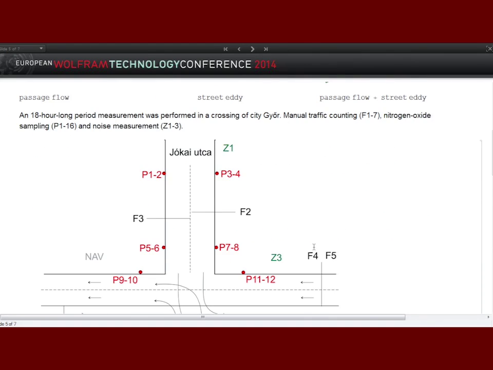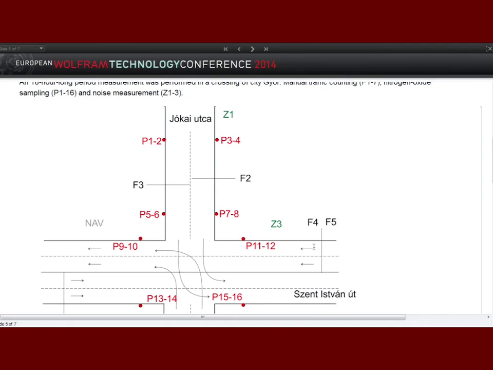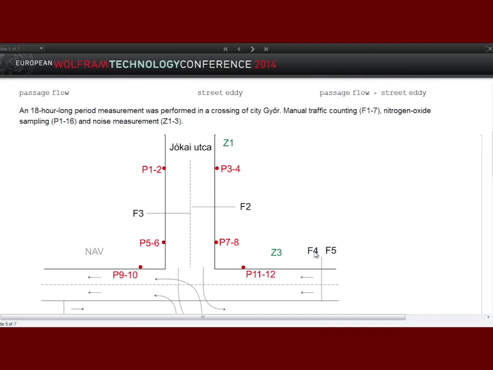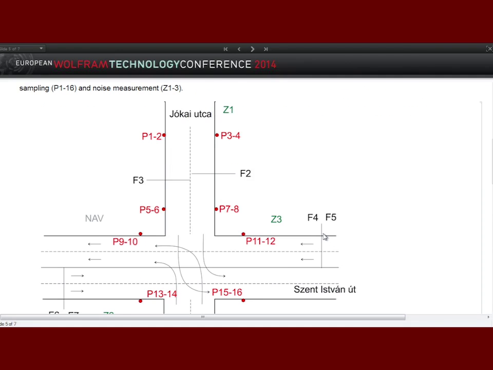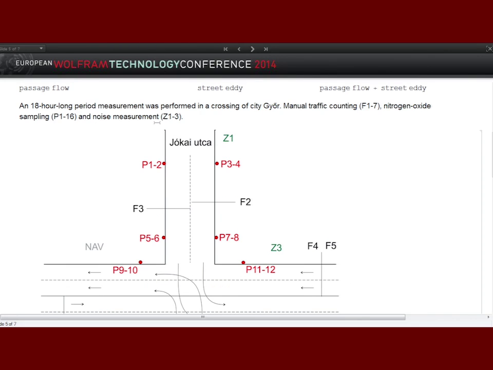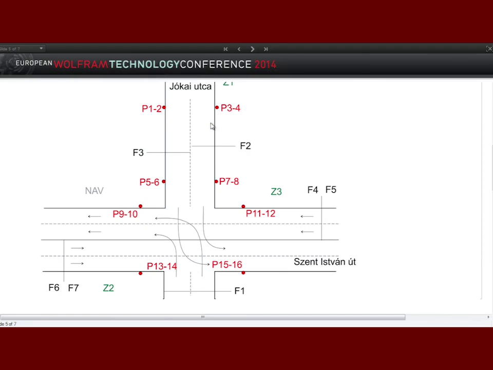Then we chose a nice crossing. This is a city between Budapest and Vienna, and it has 130 thousand inhabitants, so it's a middle-sized industrial city in Hungary. So we chose a crossing. This is nearly a north-south and west-east direction. Jókai Street, it's in Hungarian, sorry. If you go to the street, it is also written in Hungarian, so it is useful to learn.